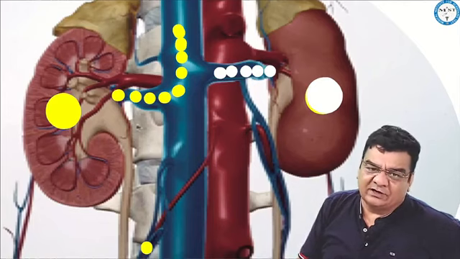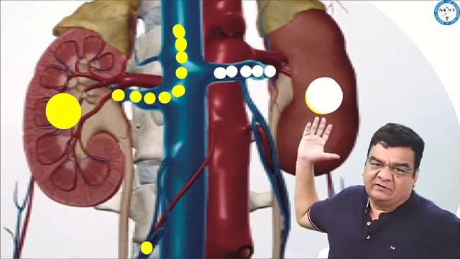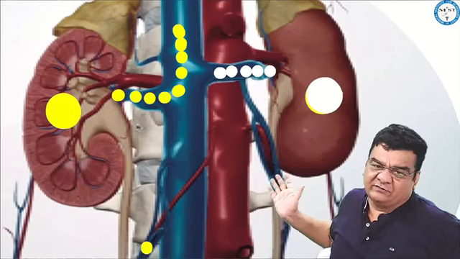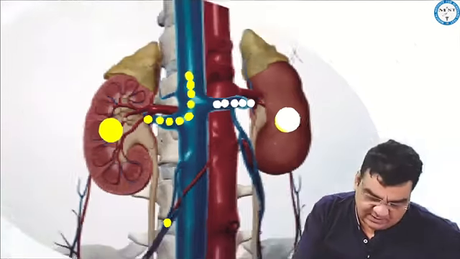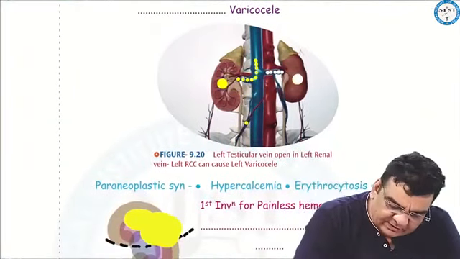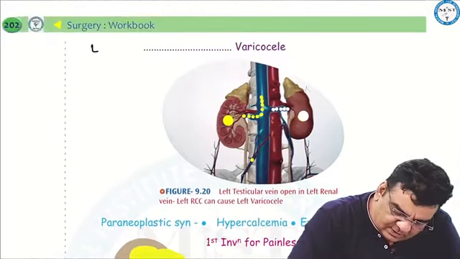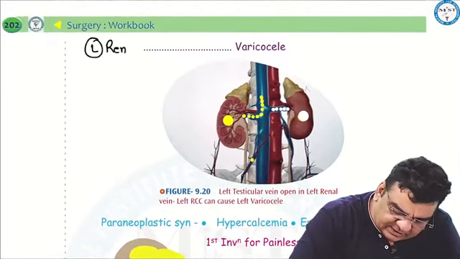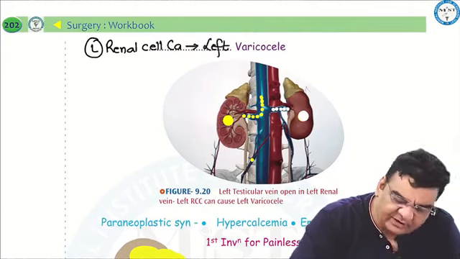MCQ people are interested in knowing which sided kidney cancers have more chances of varicoceles. So it is the left-sided kidney cancers which have more chances of causing left-sided varicoceles. Left renal cell carcinoma has more chances of causing left-sided varicoceles.